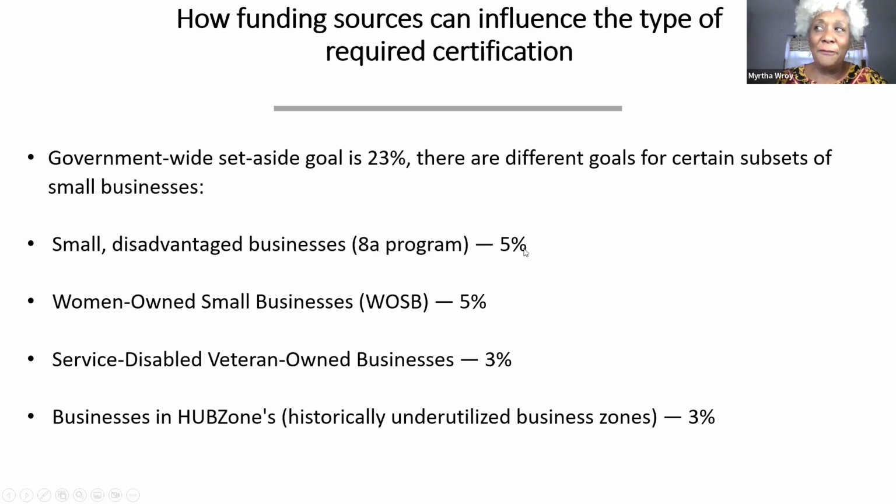As you can see, it's a 5%. 5% of 150 billion, that makes a good difference. However, the 8A program is the only certification program that you can only have for a period of 9 years. And it's not renewable. You cannot come back and ever get it again.